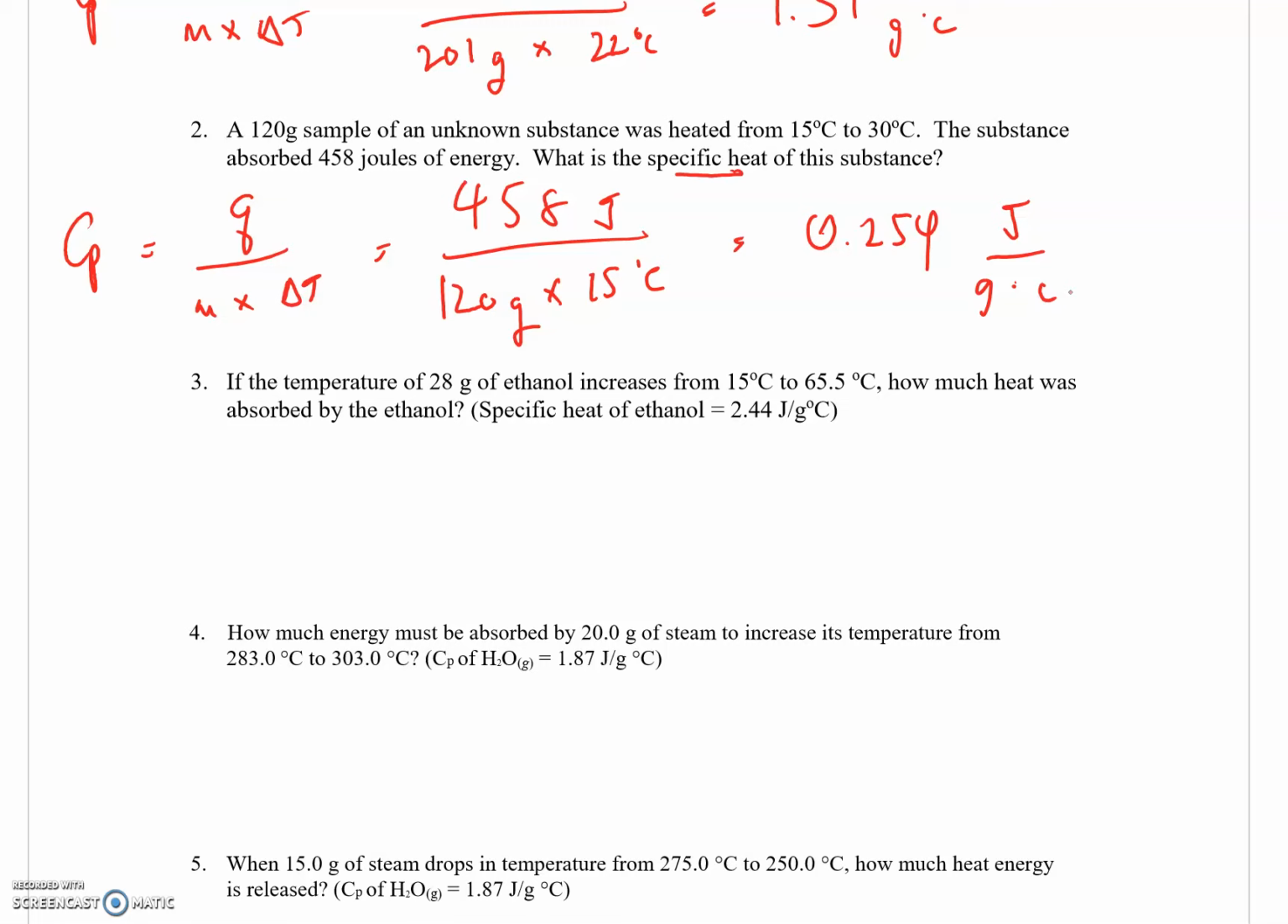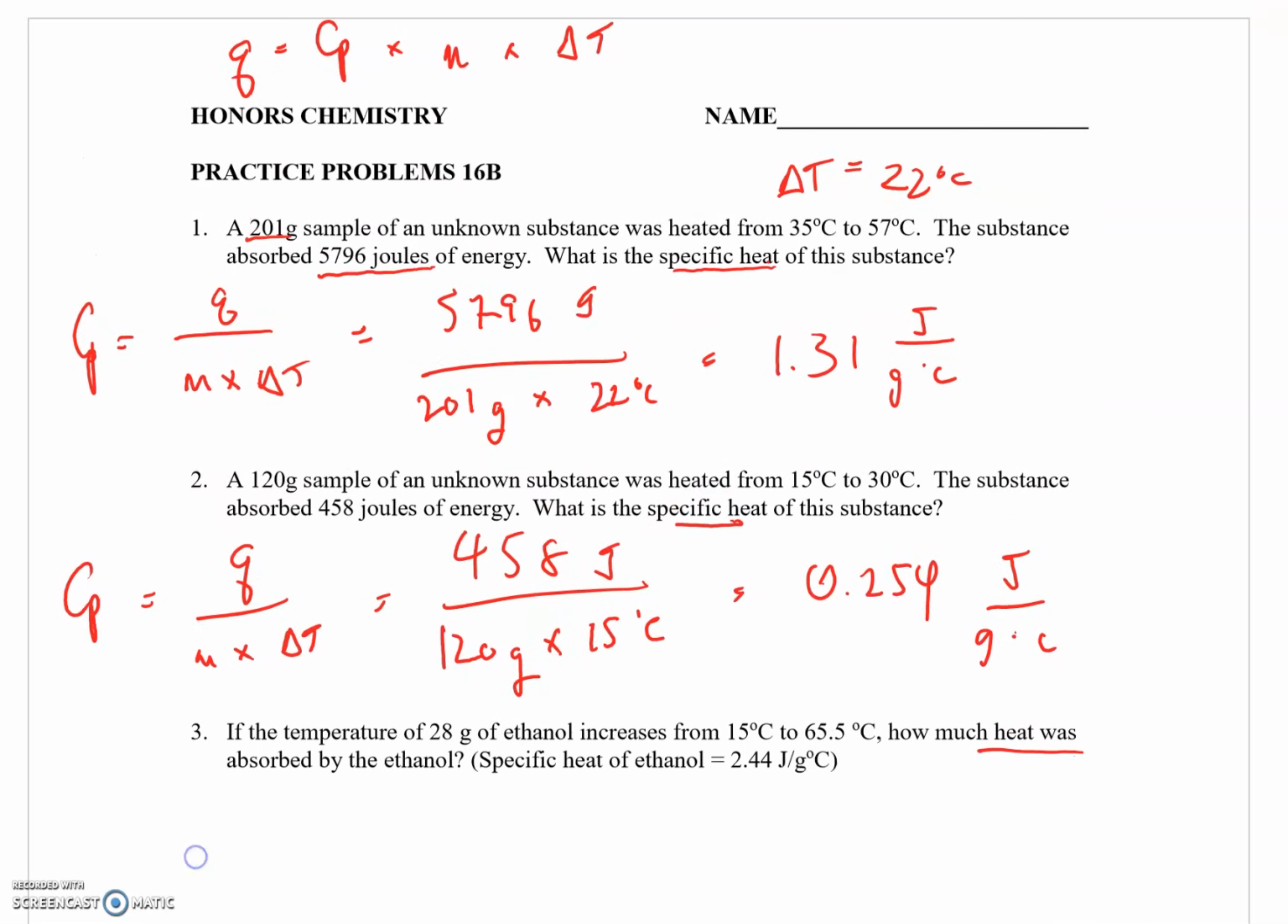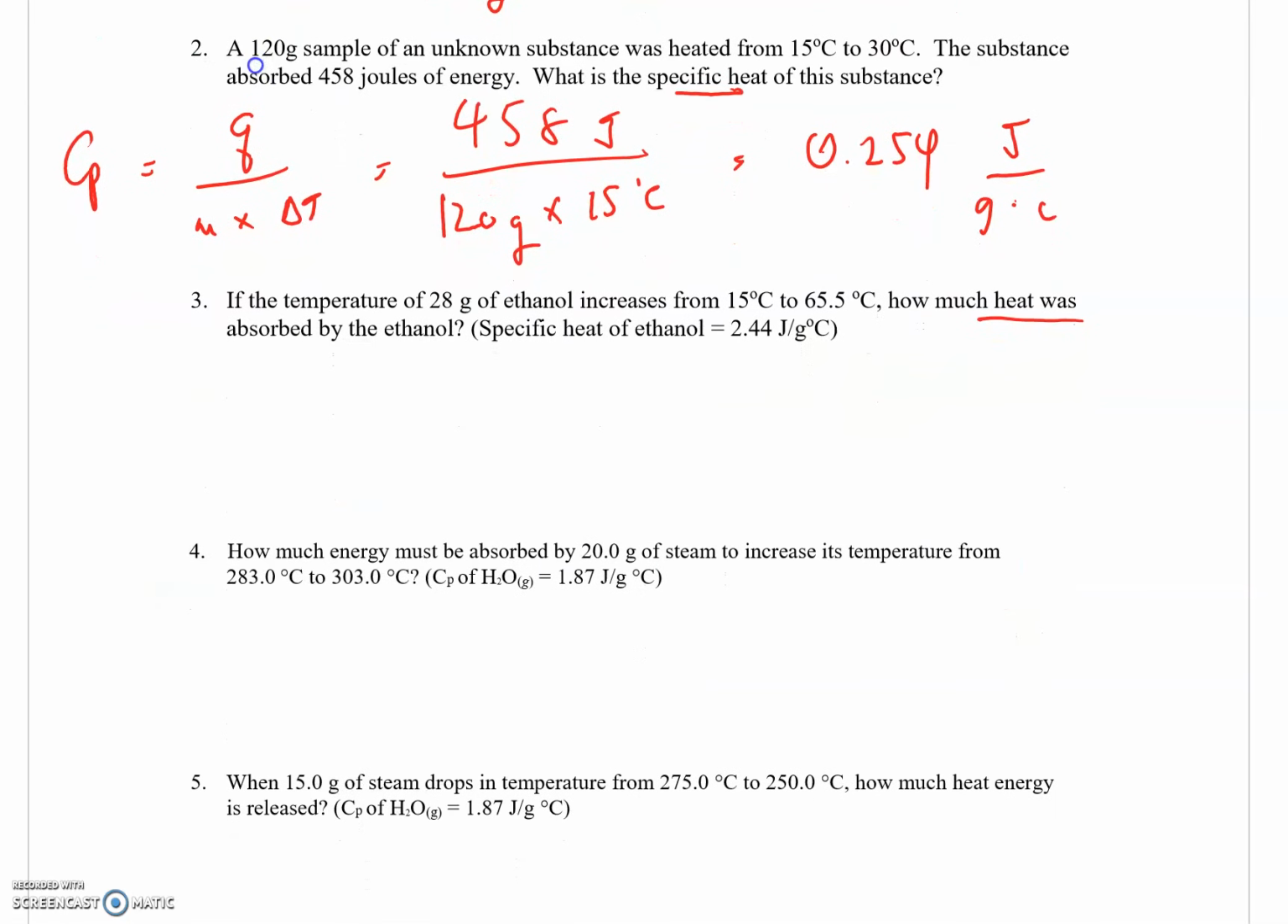So what's nice about number 3 is that it's asking for heat, and that is our original version right there. Q is equal to CP times M delta T. It gives us a specific heat. This is ethanol, 2.44 joules per gram degrees Celsius. We have a mass of 28 grams. And we have a delta T of 15 to 65.5. So let's be careful.